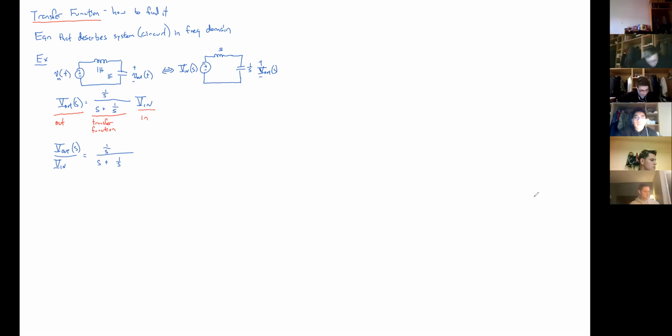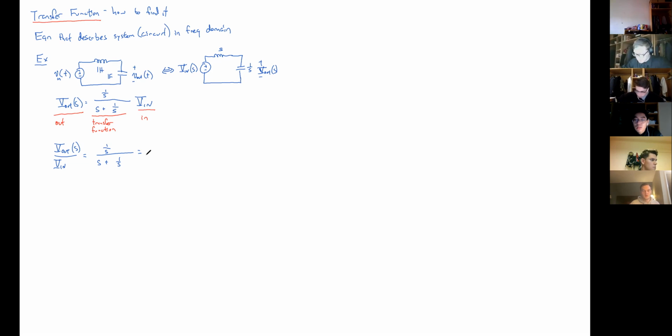We can say our V out over our V in is going to be equal to 1 over S times S plus 1 over S for this particular circuit. And we don't like these compound fractions, so we'll multiply top and bottom by, who haven't I called on? John. John, what would we multiply top and bottom by to get rid of this compound fraction? You said John, right? Yeah. 1, so S over S.